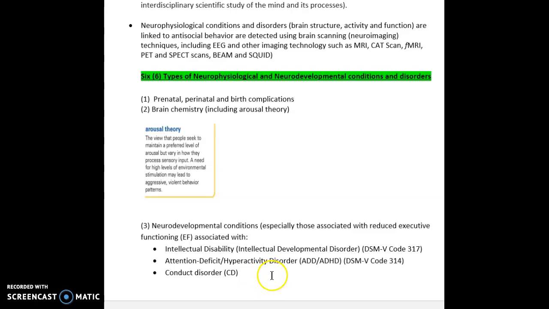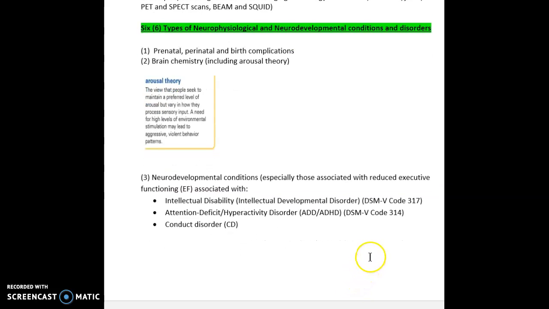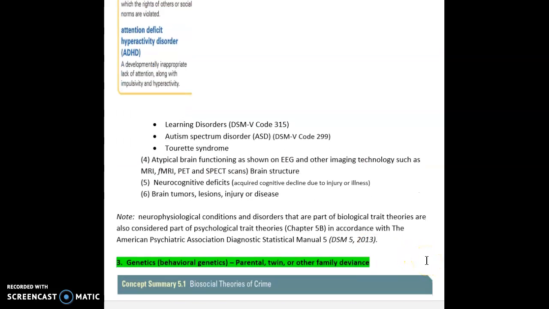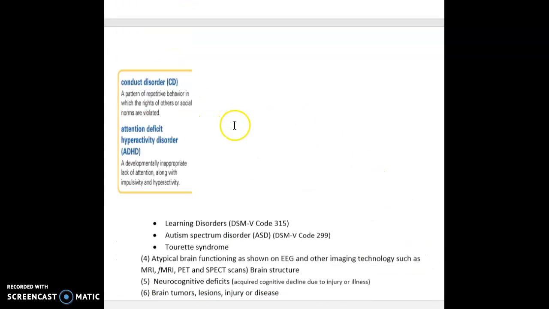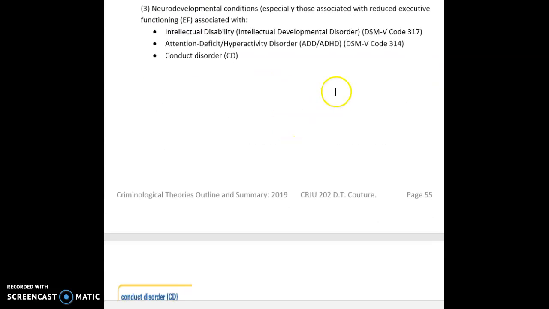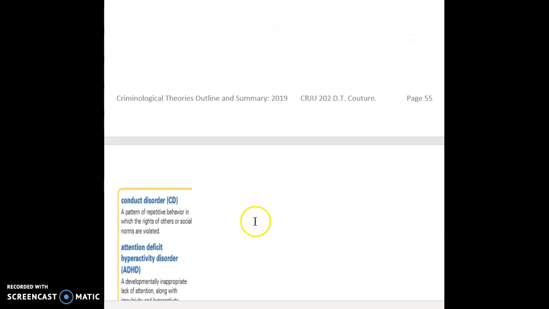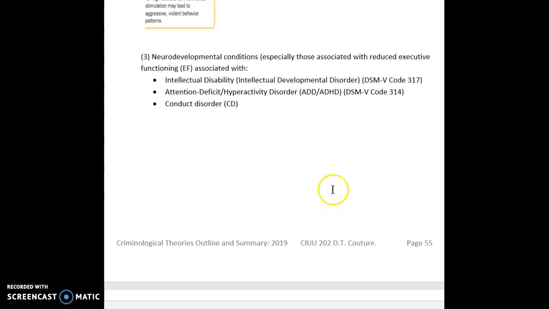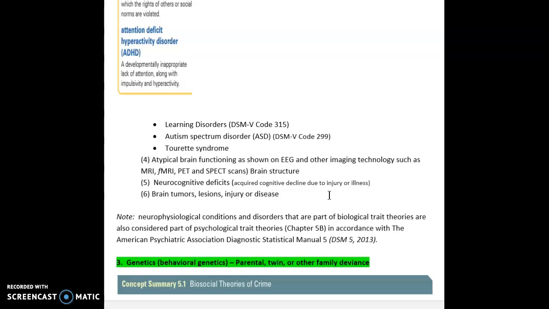Those are intellectual disabilities, attention deficit and hyperactivity disorder, conduct disorder, learning disorders, autism spectrum disorders, Tourette's syndrome. Those are all specific examples or types of neurodevelopment conditions associated with reduced executive functioning, that part of the brain designed for decision making, rational thinking, problem solving, critical thinking. Any one of these disorders is related to an atypical executive functioning level, which does correlate or put a person at risk or higher risk of criminality.